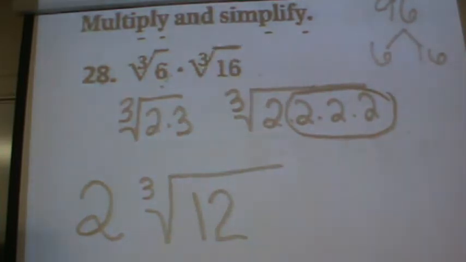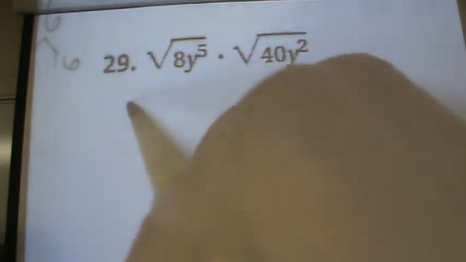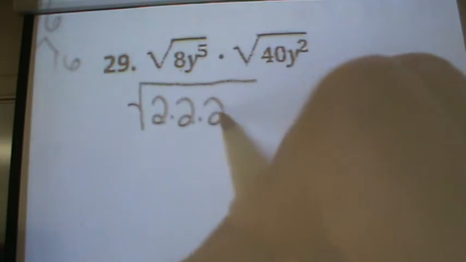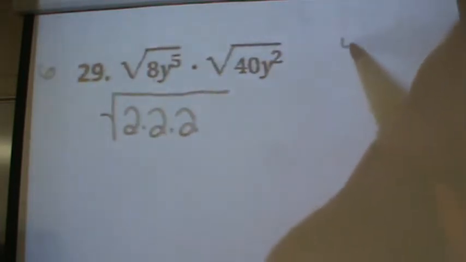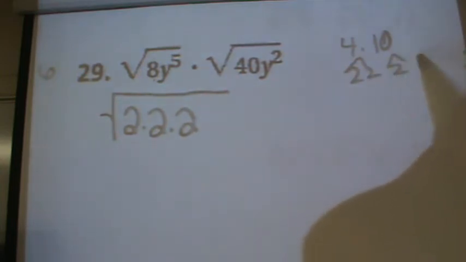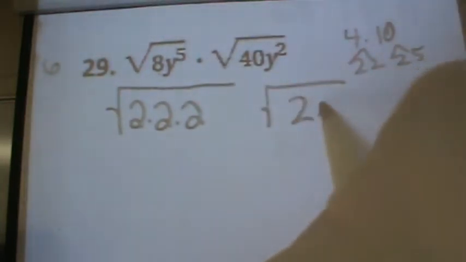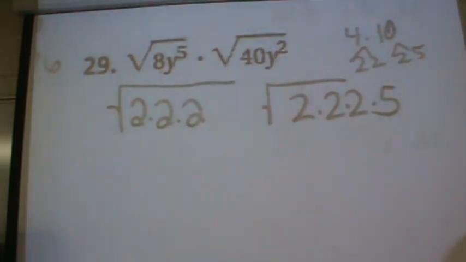12. I was like, she's slowly writing it. Next, 29. Okay, we've got an 8 and a 40. We're looking for 2 of a kind. How can you break 8 up? 2, 2, times 2. How can you break 40 up? 4 and 10. Okay, so 4 times 10, and break it down, and then 2 times 2, and 2 times 5. So we've got 2, 2, 2, and 5. So we're looking for 2 of a kind.